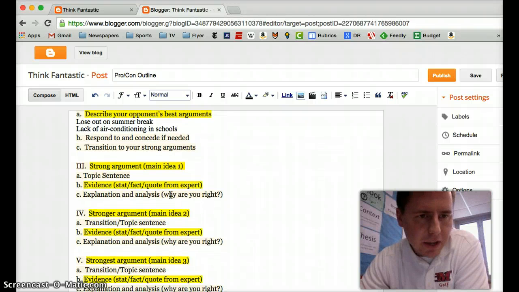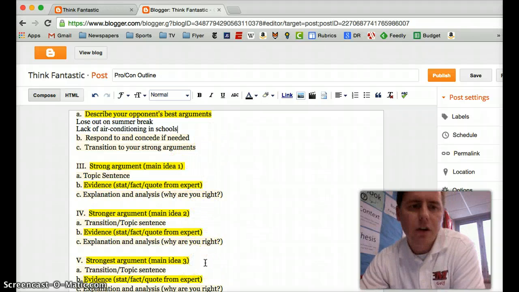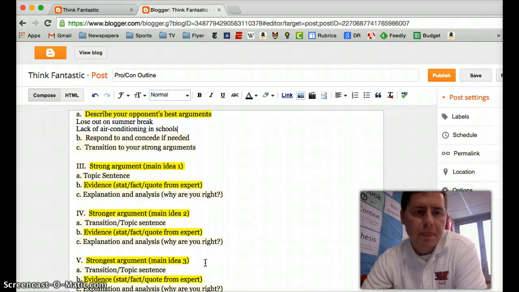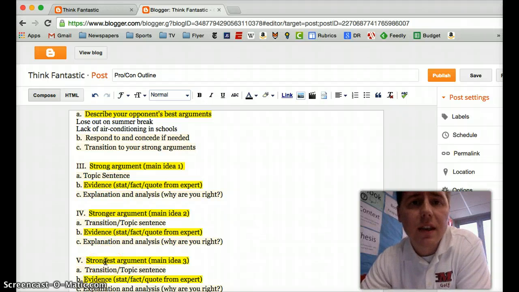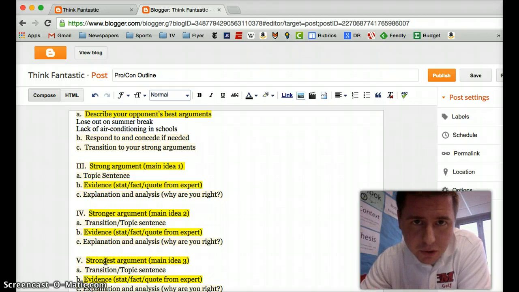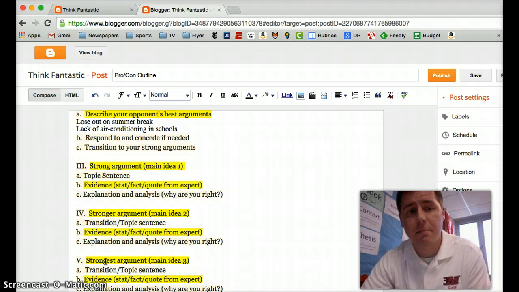And then if I scroll down, the way that I want you to think about the remainder of this is what are the three strongest arguments that you have. And we are going to go in order from strong to stronger to strongest. Now why is that the case? We want our paper to get stronger as we go. We don't want to be losing steam as the reader goes through our thoughts. We want to be gaining steam.